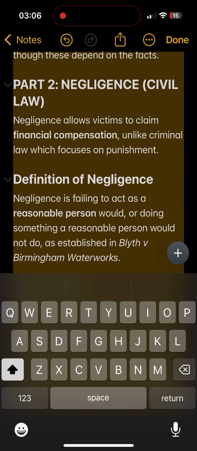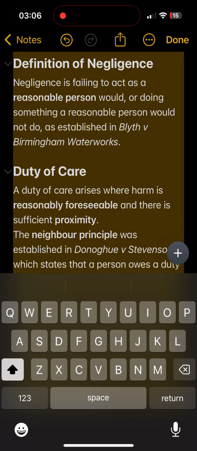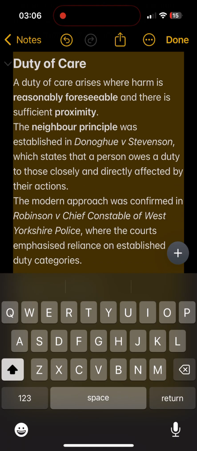Part 2, Negligence. Civil law. Negligence allows victims to claim financial compensation, unlike criminal law which focuses on punishment. Definition of negligence: negligence is failing to act as a reasonable person would, or doing something a reasonable person would not do, as established in Blyth v. Birmingham Water Works. Duty of care: a duty of care arises where harm is reasonably foreseeable and there is sufficient proximity.